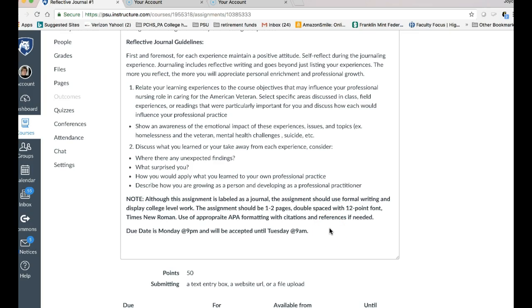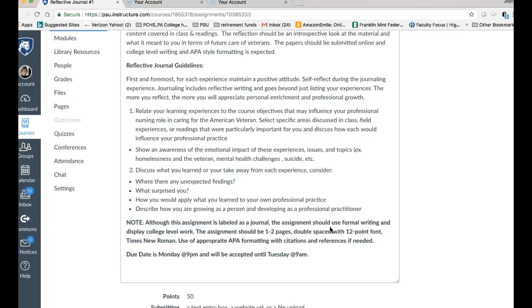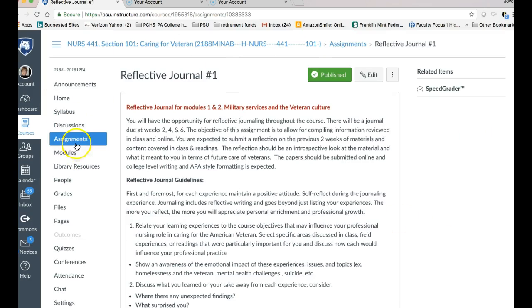Also, please note that although this is a journal, it's also essentially looked at as a formal writing paper. So you want to follow all the principles of formal writing, including APA formatting. Okay, so I discussed that.